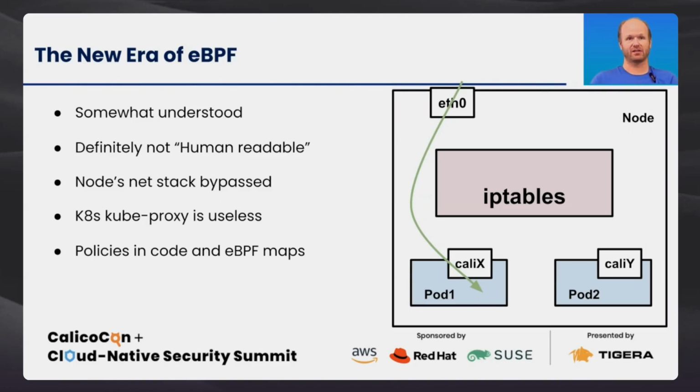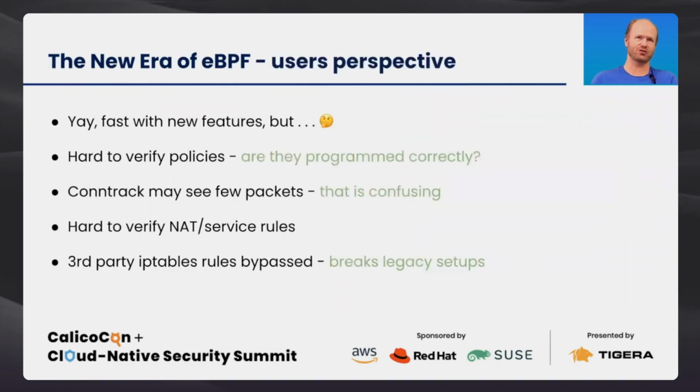Another problem is the policies. The policies are code, and it's bytecode and it's assembly when you want to dump it, and it may refer to eBPF maps that have a different format and depends on the project, and that's not quite easy to decipher. So from the user's perspective, we got something which is real fast. It has great features, but it's hard to verify whether the policies that you specified through the Calico interfaces are the policies which are programmed.